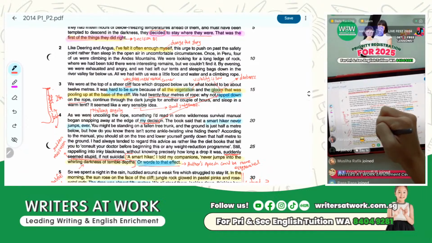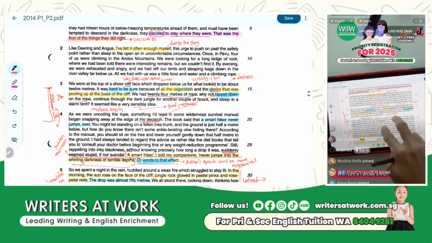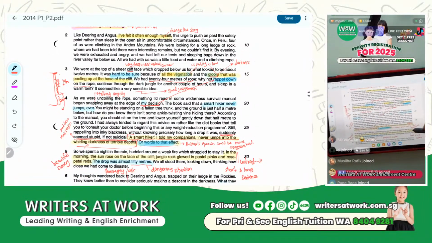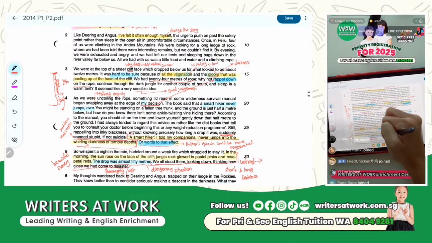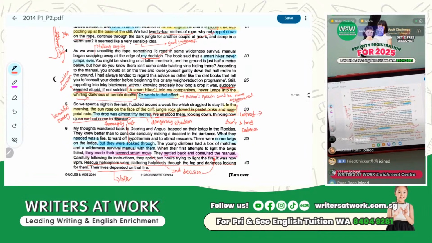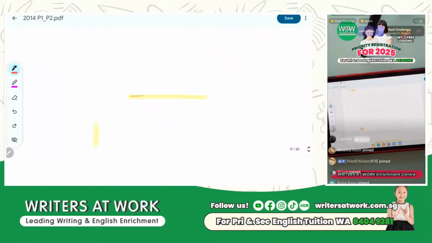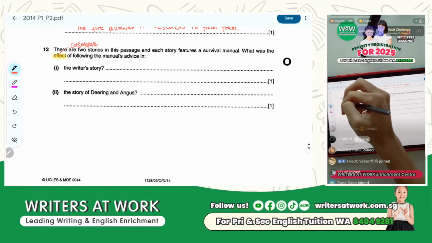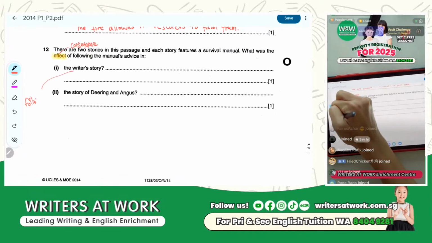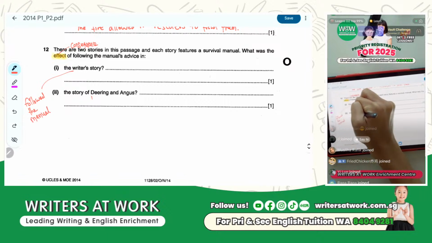You observe that the writer followed the manual. Okay, a smart hiker never jumps into the willing darkness. And what happened when they did that? We all stood there thinking how close we had come to disaster. Which means the writer did not rappel down to his death. Okay, so that will be the consequence of following or not following the manual. So the writer followed the manual, but the two men here did not follow the manual.